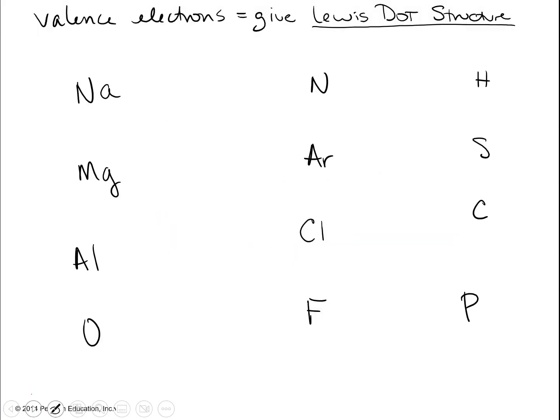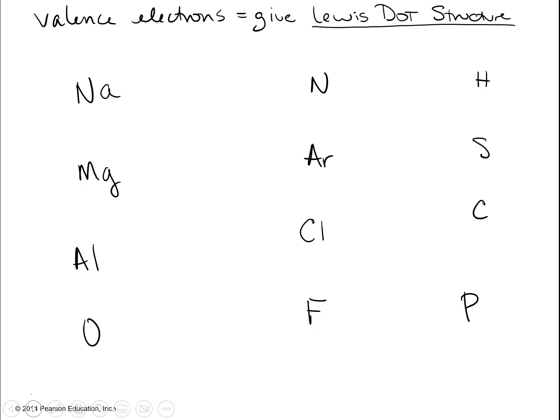So here's a practice. Look at your periodic table and put the Lewis dot structure. Just fill in the dots for each of these. There's no right or wrong. There is no rule that you have to have them all on the left side or all on the right. The goal is always to have no more than 2 above, below, to the left or right.